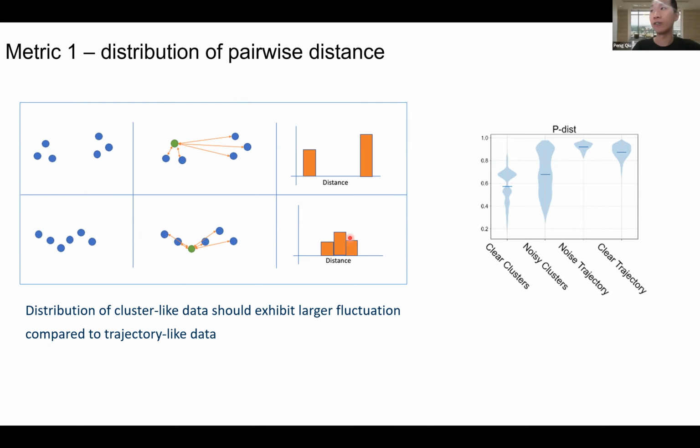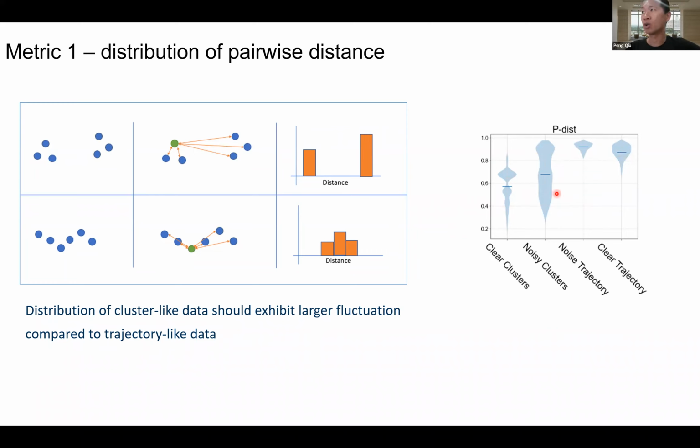And the entropy of this is higher than this. And that entropy is able to help us differentiate cluster versus trajectory. So here is the distribution of scores we have for the 4 types of simulated data. We can see that the trajectory-like data all get high scores. The cluster-like data all get lower scores, although some of them get high scores, right? So this score has some ability to differentiate cluster versus trajectory, but it's not perfect.